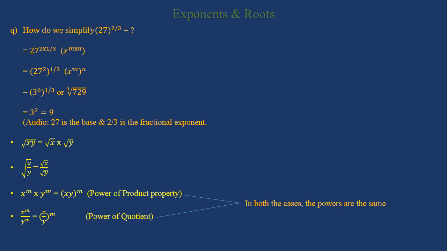Now, this question is asking us to simplify 27 raised to the power 2 by 3. Over here, 27 is the base and 2 by 3 is the fractional exponent. If we apply the power law, which we have discussed in the last slide, we can easily solve this question. I want you to solve this question, and if you have any issues, kindly leave a comment under this video so that I know if you've understood this question or not.